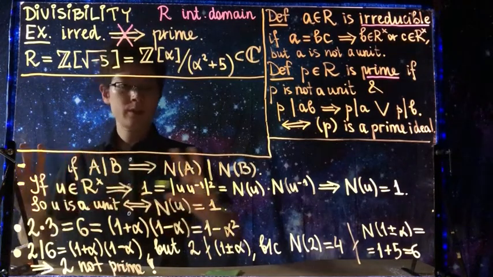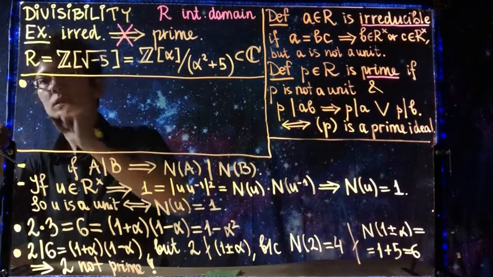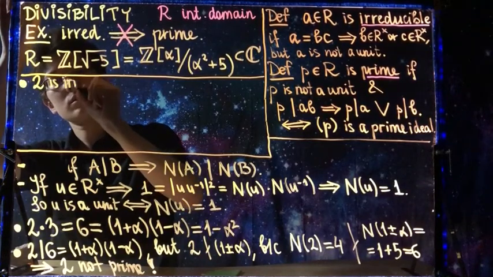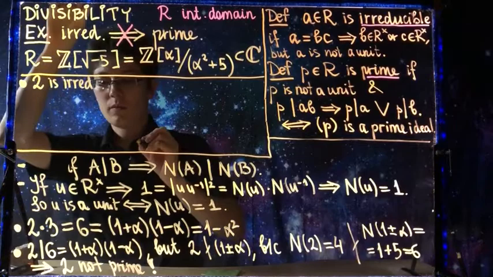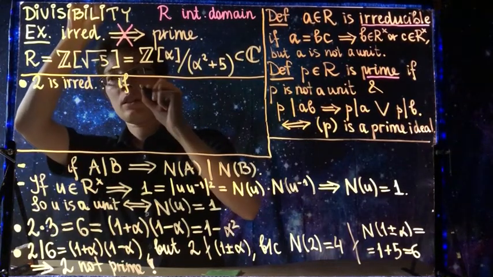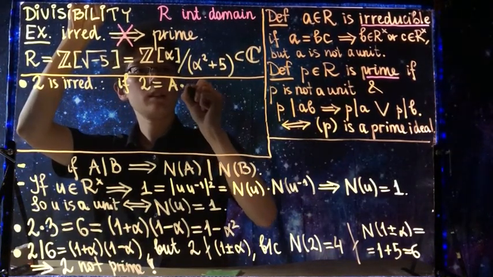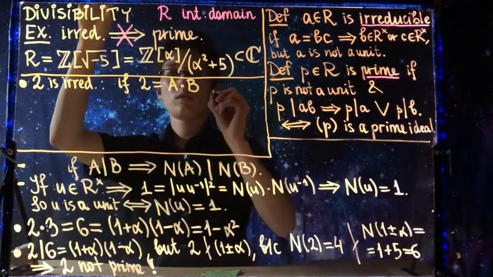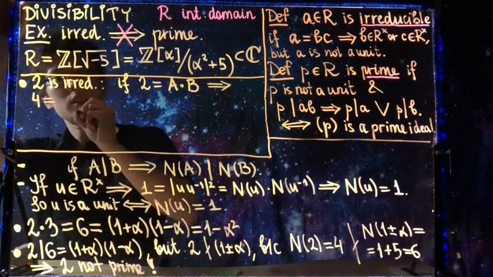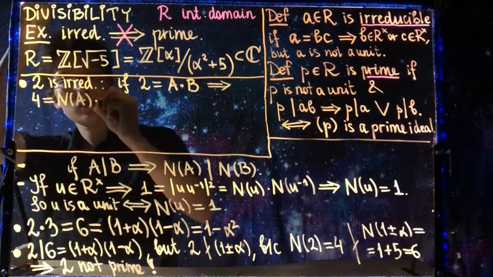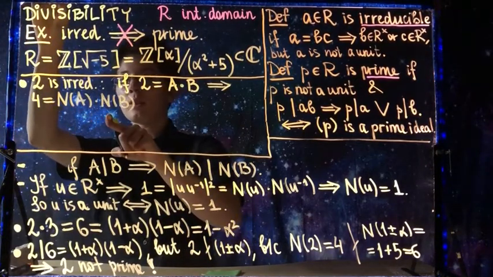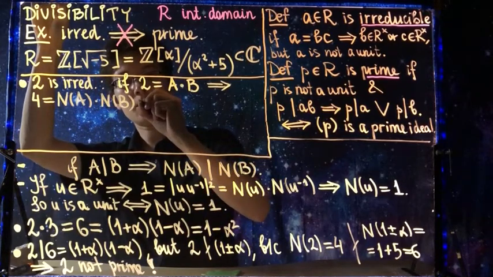I left here important facts about the norm, and I freed up some space for proving that 2 is irreducible nonetheless. For this, let's follow the proof. Let's say that 2 is equal to A times B. Then the norm of 2, which is 4, is equal to the product of norms of A and B. And since the norms are non-negative integers, we can only have two cases.